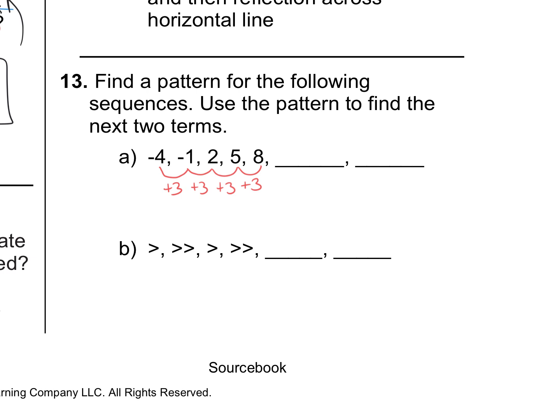So what do I need to do to find my next term? Add 3 to get 11 for the next term. Add 3 to get 14. Good. B is with a picture.